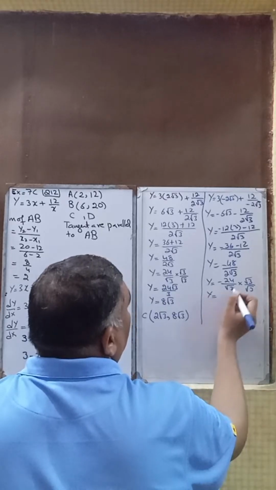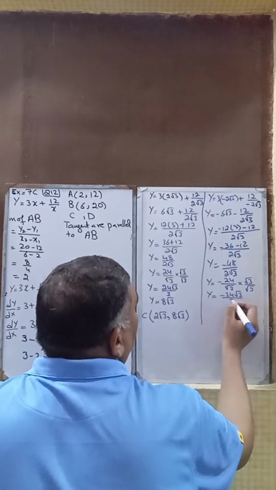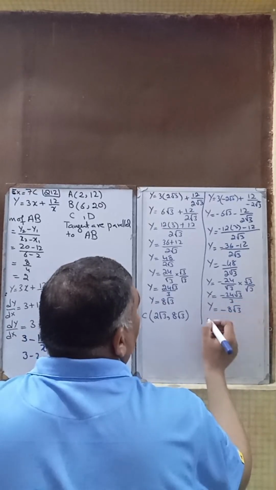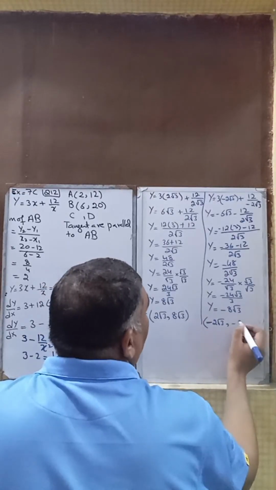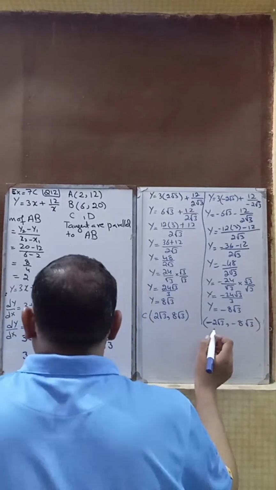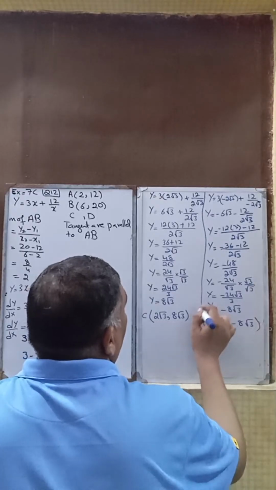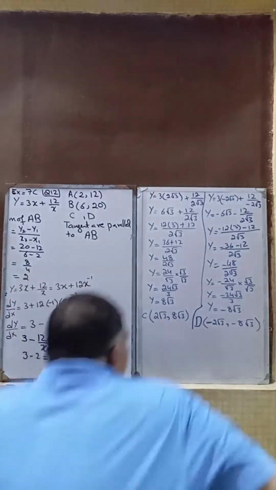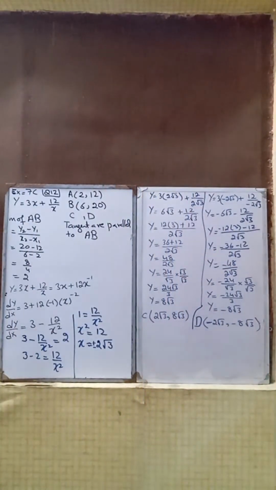Okay, so this will become minus 24 under root 3 divided by 3. So y will be equal to minus 8 under root 3. So this point is minus 2 under root 3 comma minus 8 under root 3. Let me check. So this is your D point, and this is your C. So we found the coordinates of the C point and the D point.